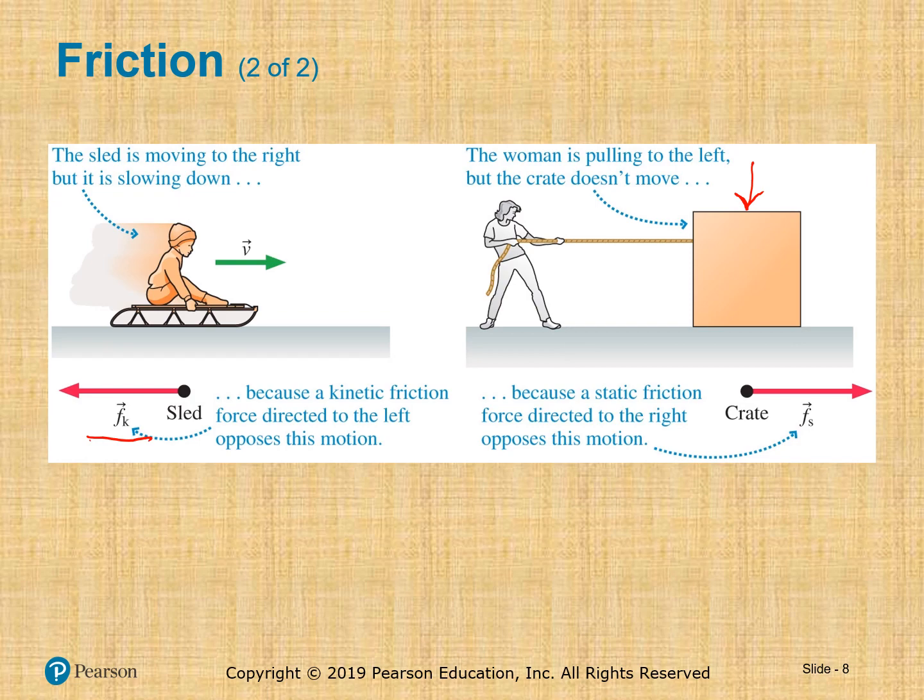But if she were to pull very, very hard and keep pulling, and she got it to move a little bit, that point where it starts to move is called maximum static friction. Either way, you'll see the direction of the sled is to the right, so kinetic friction is to the left. The direction of the box, well, it's just sitting there at rest, but she's pulling to the left. But the friction is so strong to the right that it's not moving.